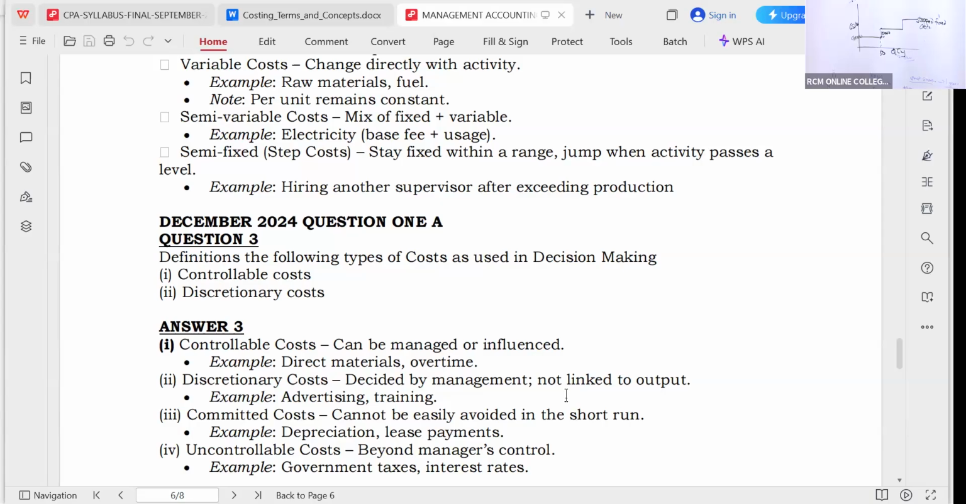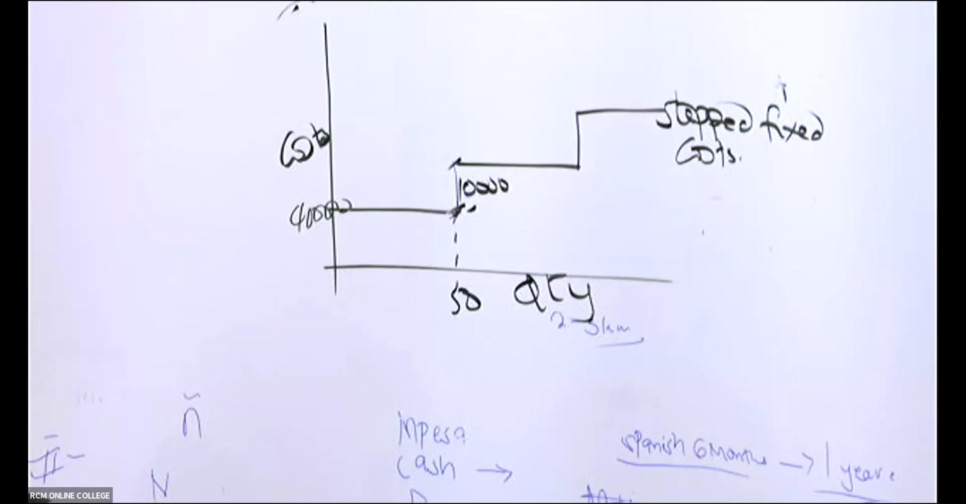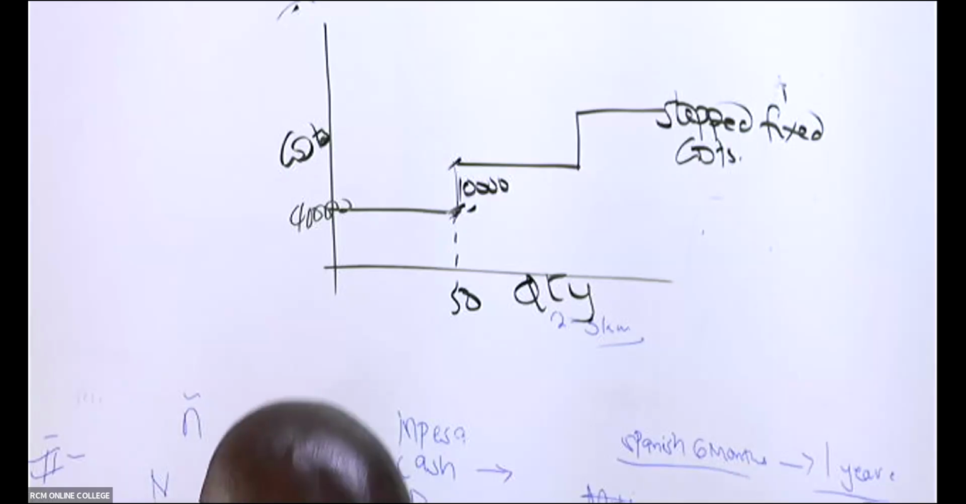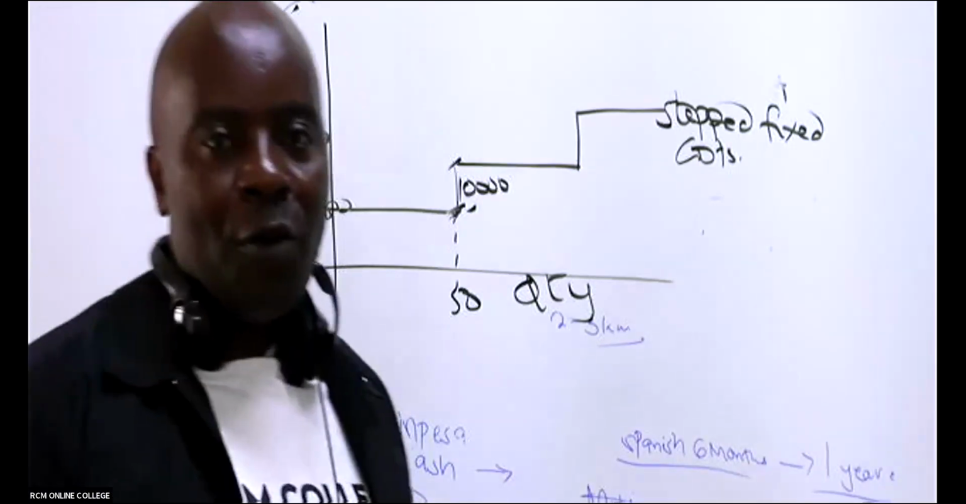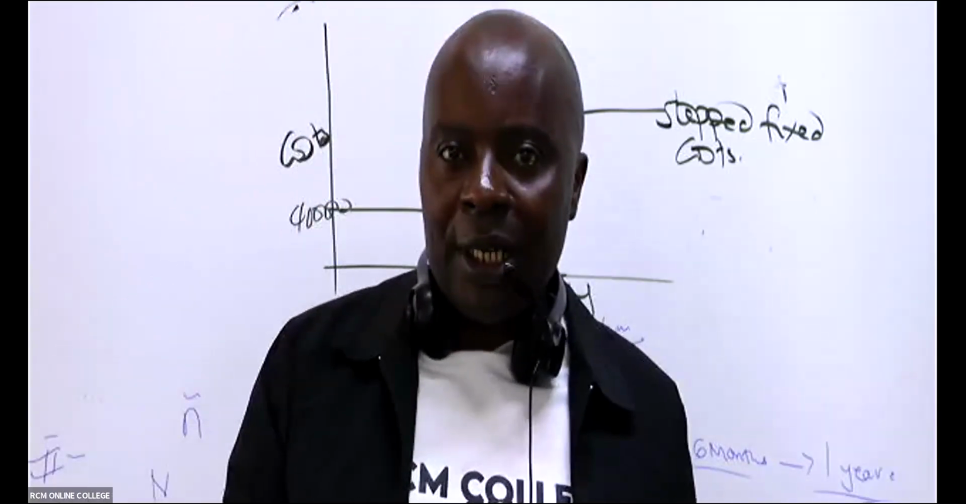Then we have what we call committed costs. Committed costs cannot be easily avoided in the short run. They were not asked here, but I just brought them as a bonus for you people. So committed costs are those costs which cannot be easily avoided in the short run. You have already committed, it's contractual. You cannot run away from these committed costs.